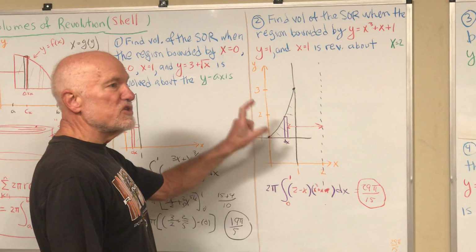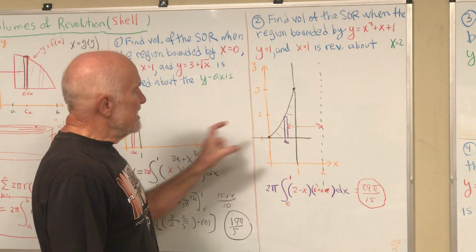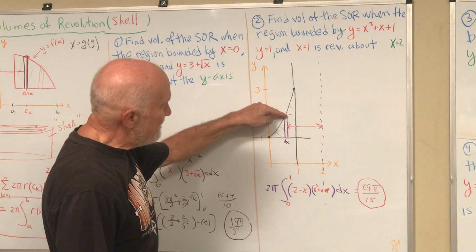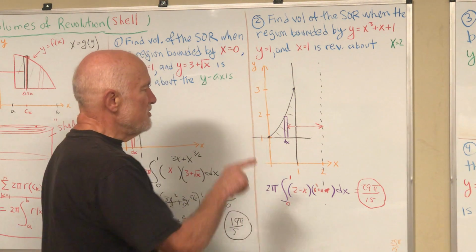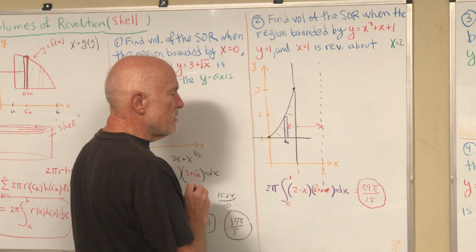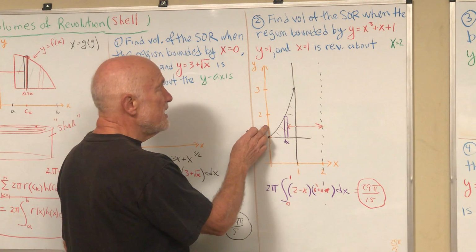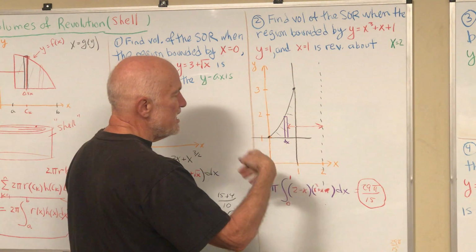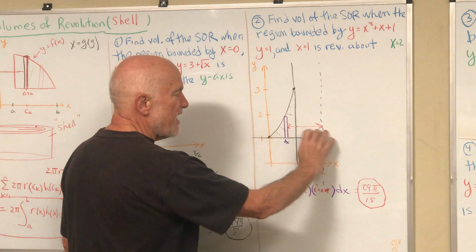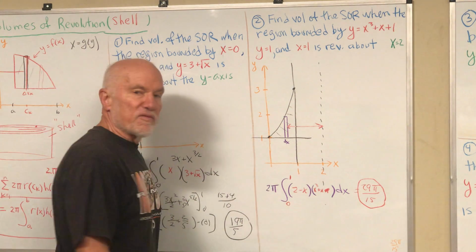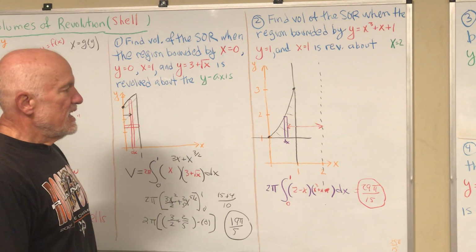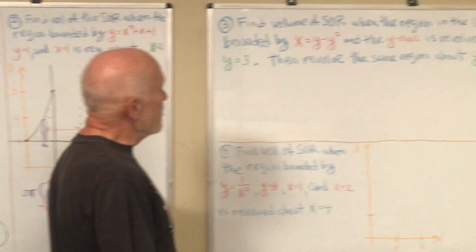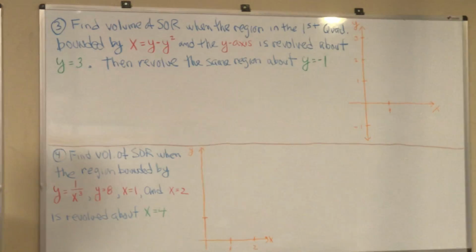We had to do this one with shells, and how we find the height is the way we've always found it before: this y value minus this y value. The thing that's kind of new is the radius. But as long as you know that the distance from the y-axis over to here is always going to be x, then we can always find the other as a function of that. So let's go over to the other board and do another one that's slightly different.